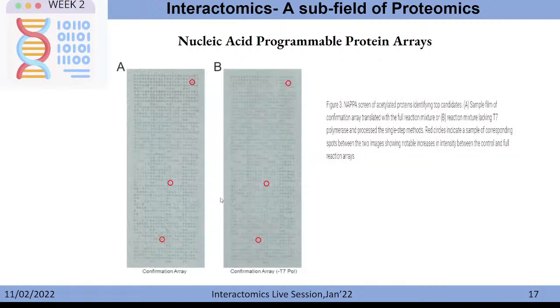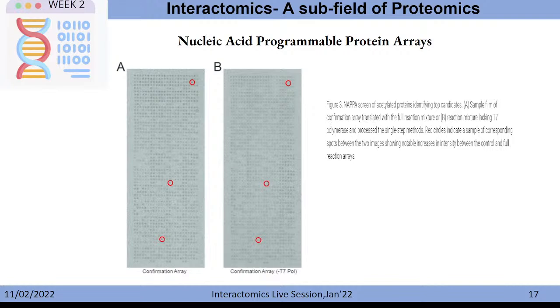So you can see here NAPA scans of acetylated proteins using your top candidates. Firstly, you need to have all those proteins printed and immobilized, then using the acetyl CoA enzyme directly incorporating your 14C radiolabeled carbon, so that you can easily identify any particular proteins.